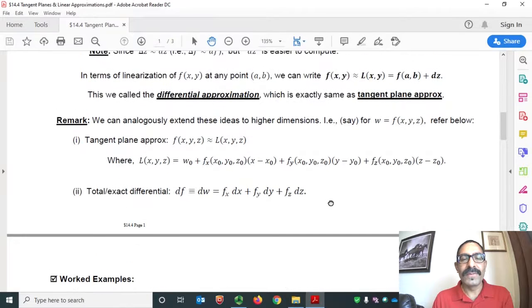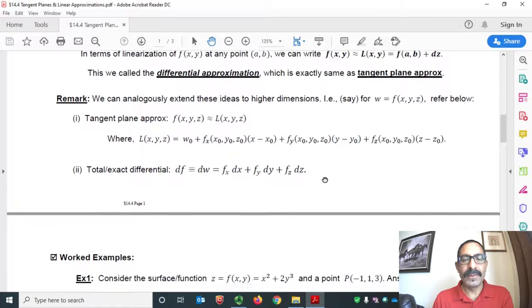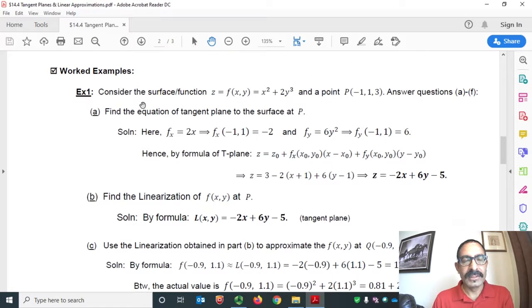Now, with those formulas, let's compute some examples. Example 1. Consider the surface or the function given by z equals f(x, y) equals x squared plus 2y cubed and a point P with coordinates (minus 1, 1, 3). Answer questions A through F. So the part A question: find the equation of the tangent plane to the surface.